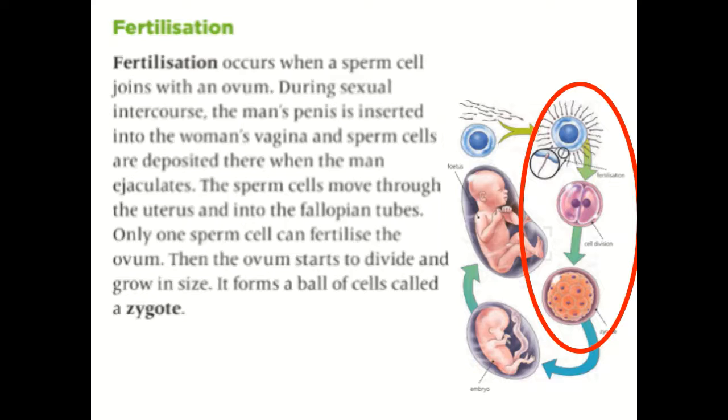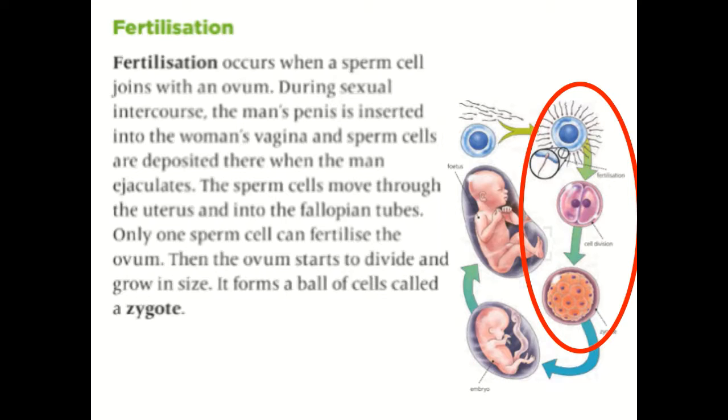Fertilization. Fertilization occurs when a sperm cell joins with an ovum. During sexual intercourse, the man's penis is inserted into the woman's vagina and sperm cells are deposited there when the man ejaculates. The sperm cells move through the uterus and into the fallopian tubes.